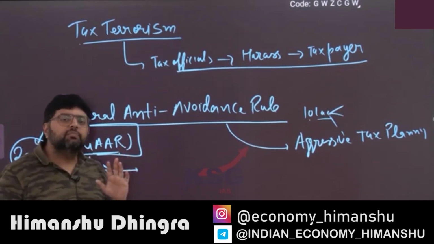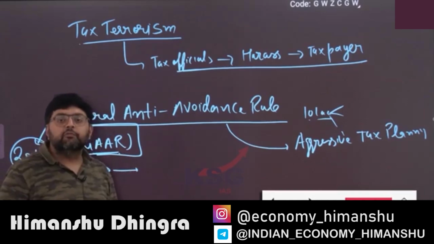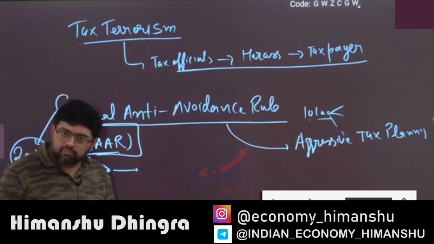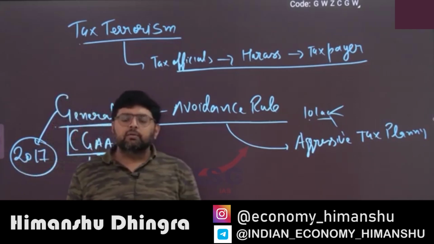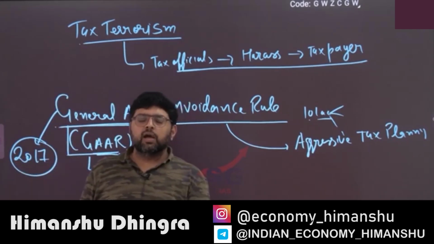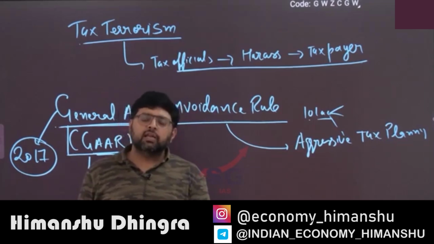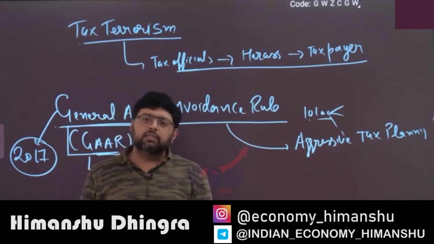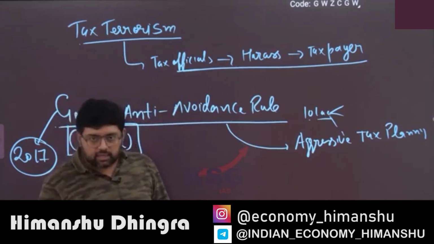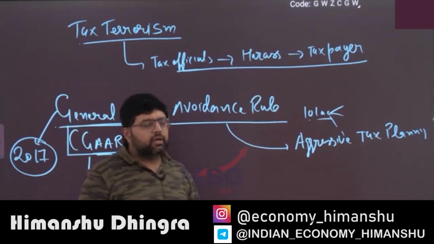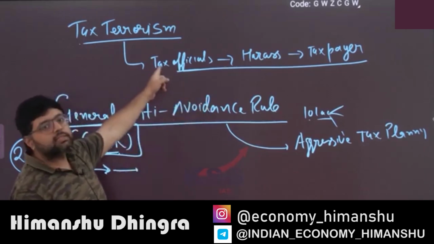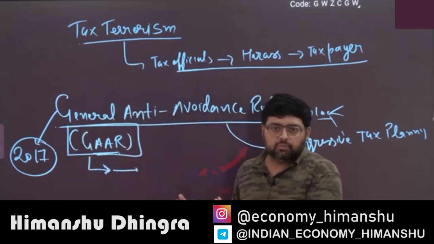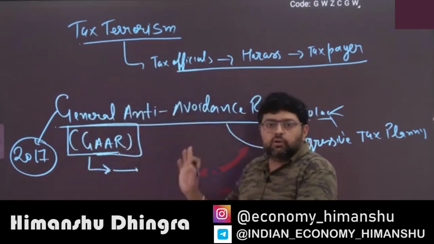When something is not defined, it gives power to the tax authority to take action against anyone. If I save only 25,000, when without tax planning I would pay 1 lakh tax, the authority can still send me a notice saying this is aggressive tax planning, and they are unnecessarily harassing me. That is tax terrorism. Clear? So these are interlinked concepts, tax terrorism and these rules. I hope it is connected.